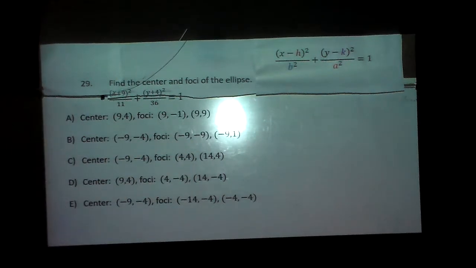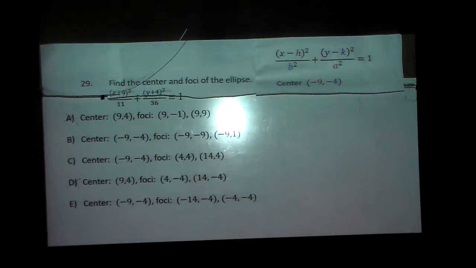So first off, the center. I know this by looking inside the parentheses. If those are both positive, it makes the center coordinates both negative. So it's (-9, -4). So I know it's not A, and I know it's not D, just right off the bat.